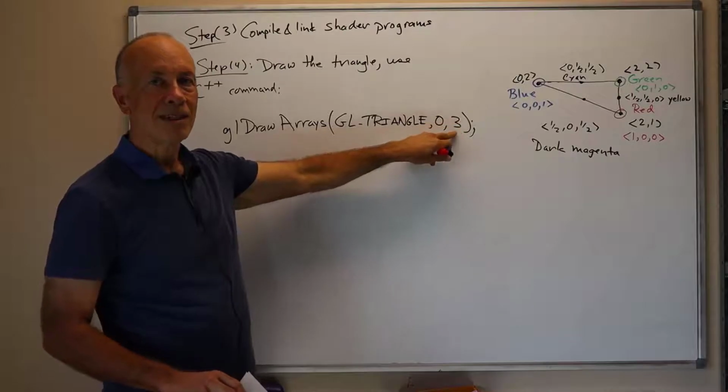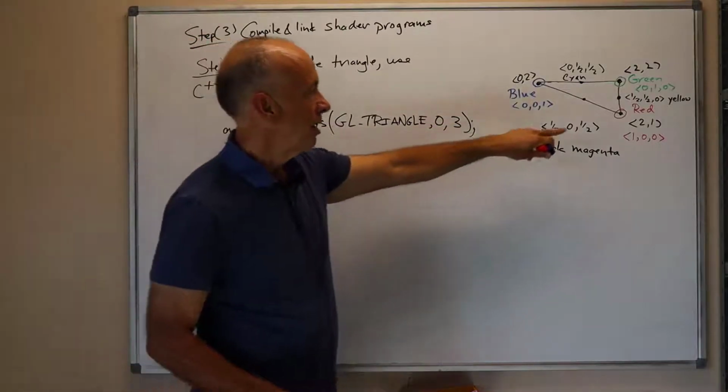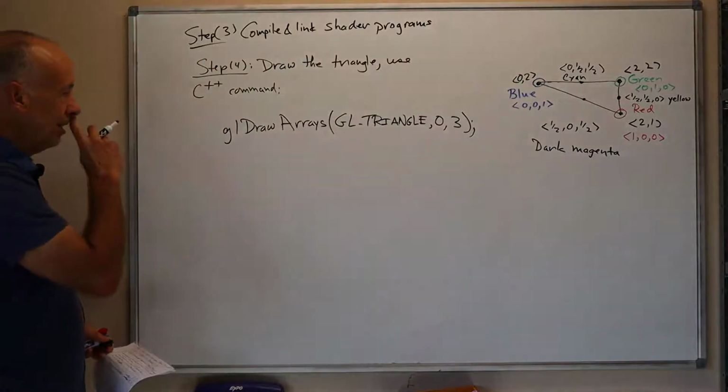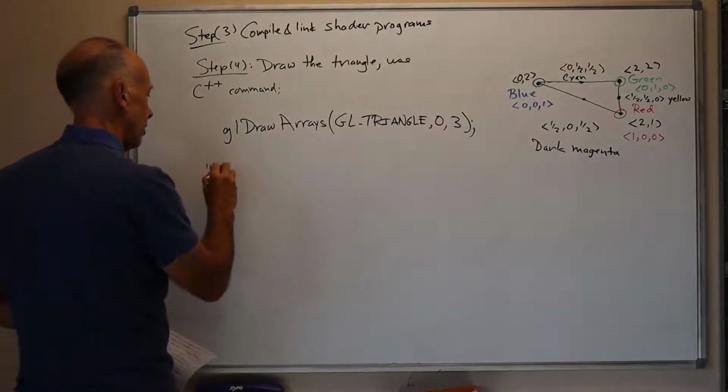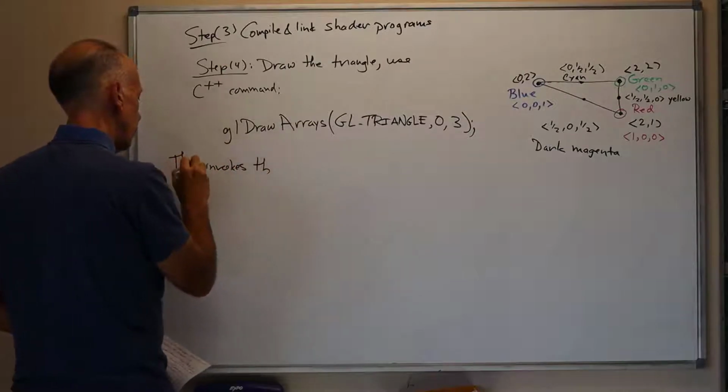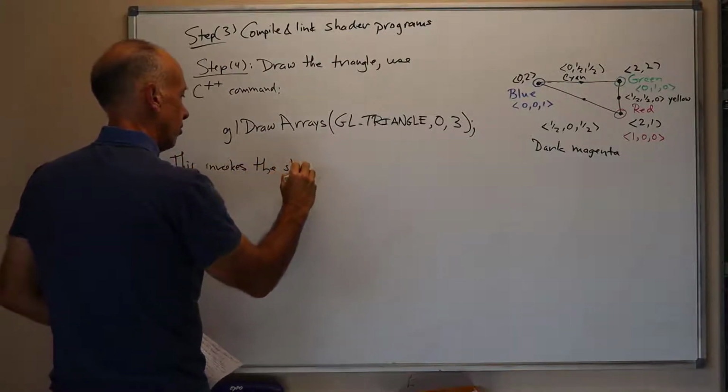Because we use 3 vertices and we're making triangles, that means there's 1 triangle. So that'll pick out and draw those things. So this then invokes the shader program to render the triangle.